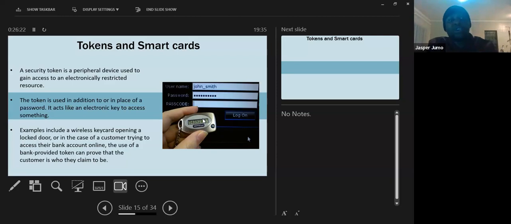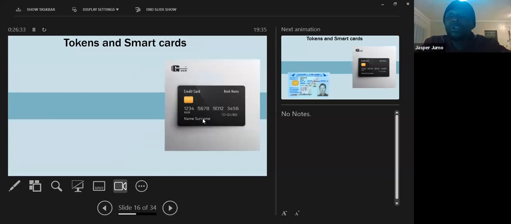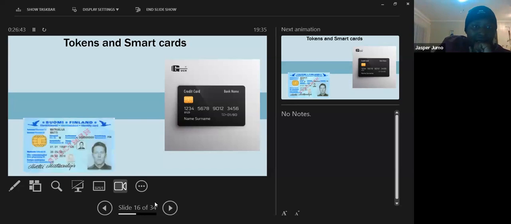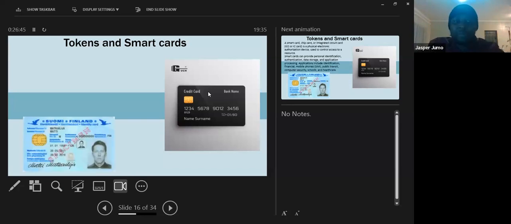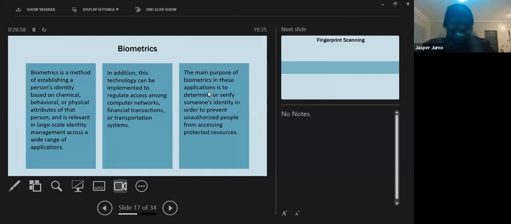A token is used on top of username and password, so you're making sure that the person logging in is purely them, and not someone who has taken the login details from somewhere and is trying to log in. Now, smart cards: this might be your credit cards, or your identity cards, or maybe a card used by a company to give access to certain privileges.